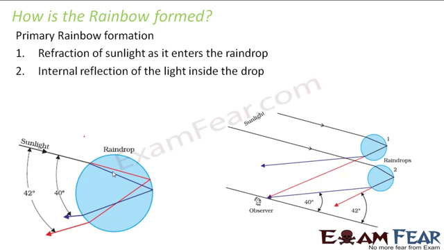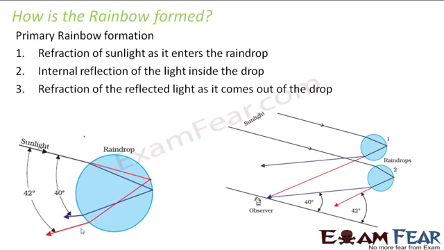In the next step, what happens? Total internal reflection of light takes place inside the drop. When they reach this boundary, total internal reflection takes place. That means they get internally reflected and then they again come out from the other end. So what happens here again? Refraction of the reflected light takes place as it comes out of the drop, because again there is a change in medium, right? So what happened? While entering inside the raindrop, there was refraction.